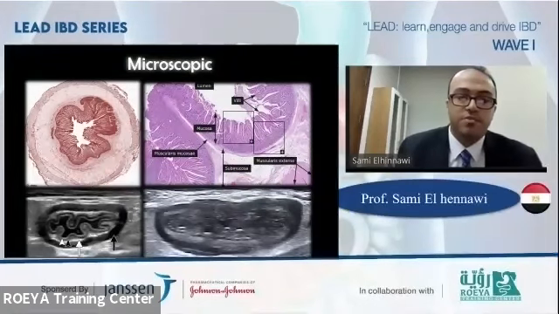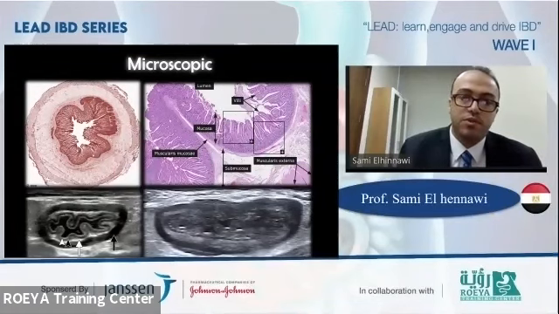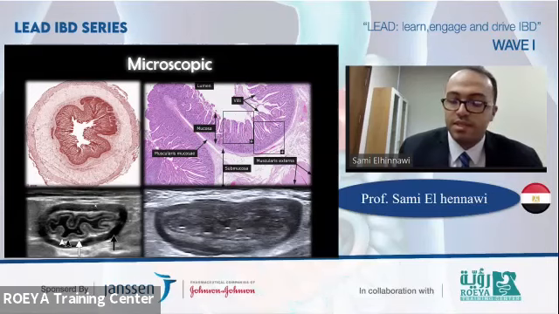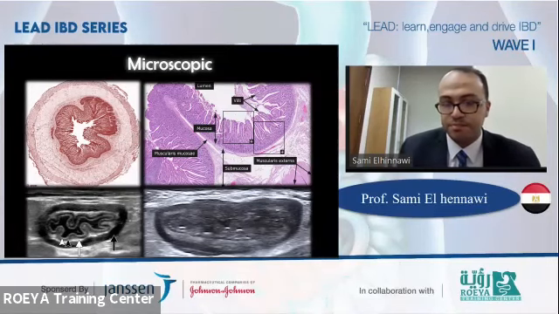This is the comparison between the light microscopic image of a bowel loop. This is the mucosa, and this is the submucosa, and this is the muscular layer. Comparing it with the ultrasound image: the mucosa, the submucosa, and the outer muscular layer.